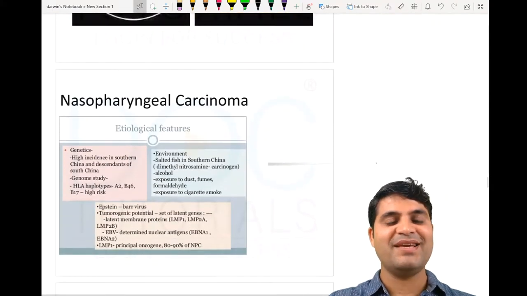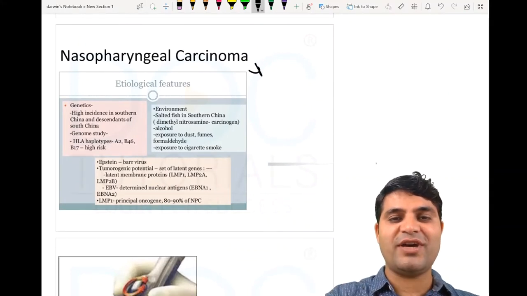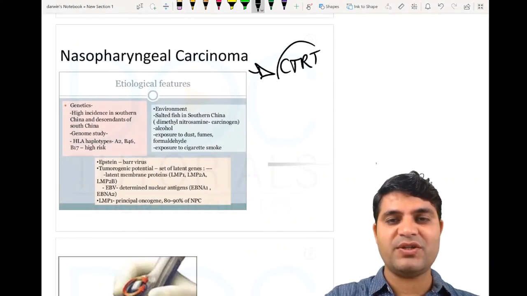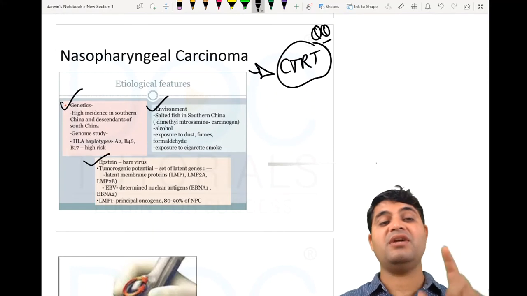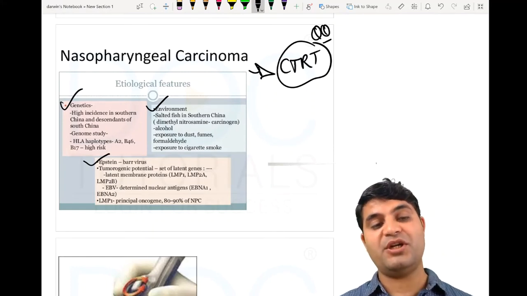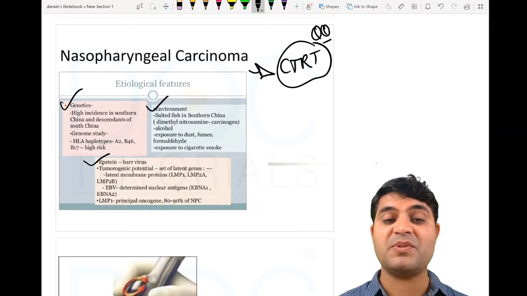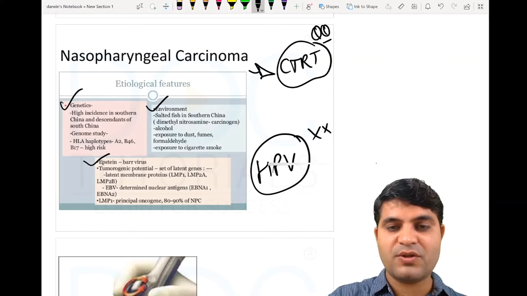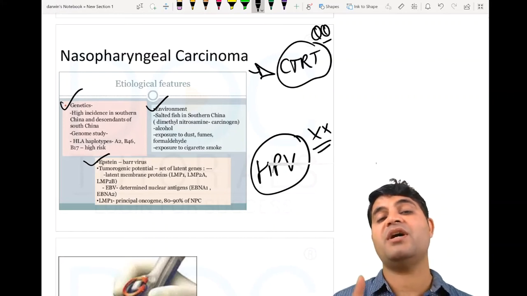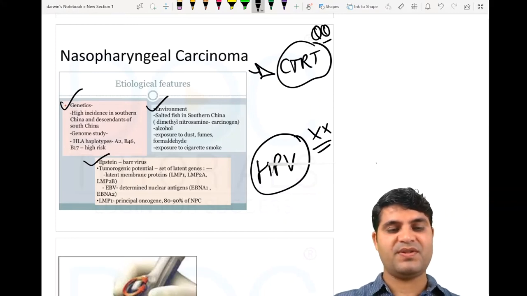So nasopharyngeal angiofibroma, yes, treatment of nasopharyngeal angiofibroma is chemoradiation. I repeat, chemoradiation, and all these are important etiological factors. Remember here in nasopharyngeal carcinoma, etiology is Epstein-Barr virus. Clear? I repeat, Epstein-Barr virus, not human papilloma virus. This is a common mistake and this question has been asked 2-3 times. Clear? So this is important.